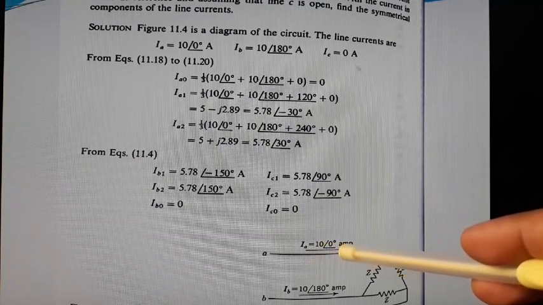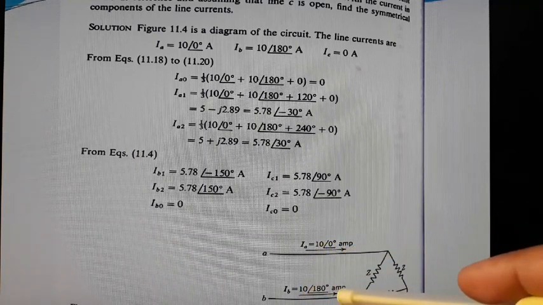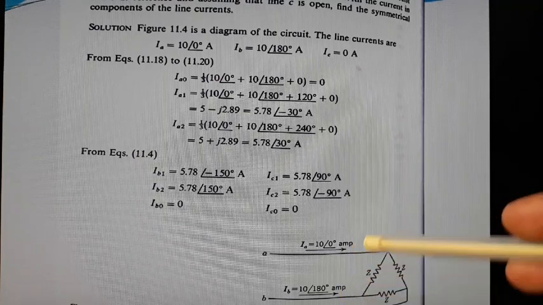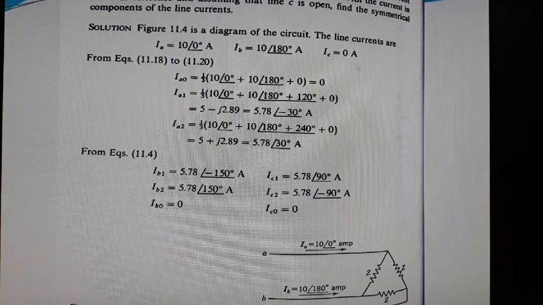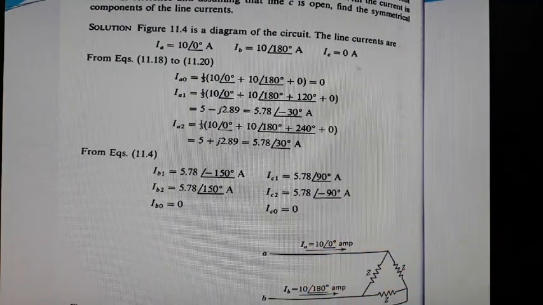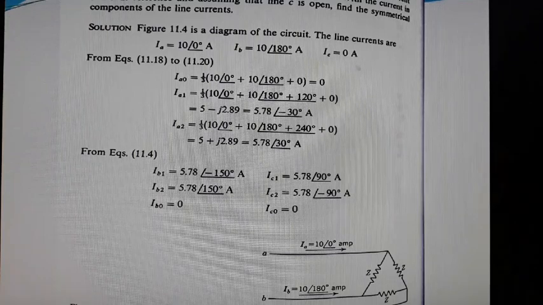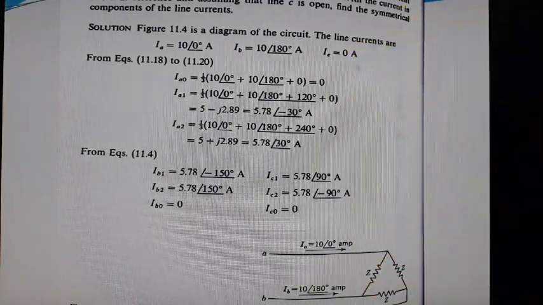So therefore IA is 10 at an angle 0. Then IB becomes 10 at an angle 180 degree. That is because only two lines are there and the other line is open, therefore the current is on the opposite, coming like this. This must be equal to 10 at an angle 180 degree. Then IC, as it is open, is equal to 0.